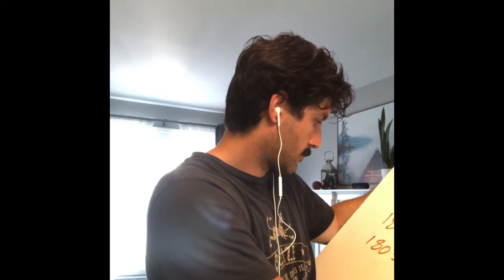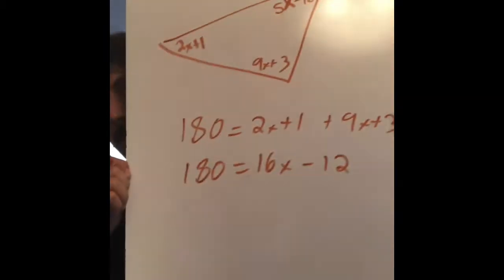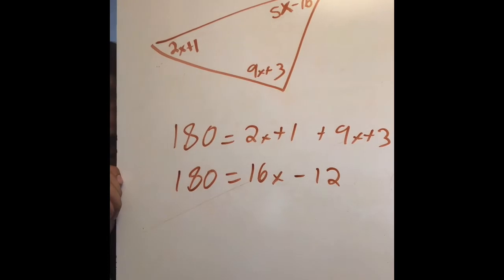We have a 2x, a 9x, and a 5x. And we have a plus 1, plus 3, and minus 16. Simplified, 180 equals 16x minus 12. Add the 12 to both sides. 192 equals 16x.